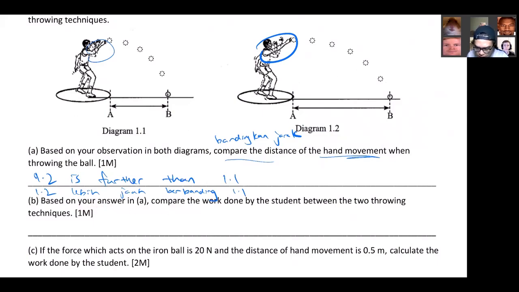Based on your answer in A, compare the work done by the student between the two throwing techniques. So who has more work done? Of course, this has more work done because the hand is moving more distance, more work done. So 1.2 has more work done than 1.1. 1.2 lebih banyak kerja dilakukan berbanding 1.1.